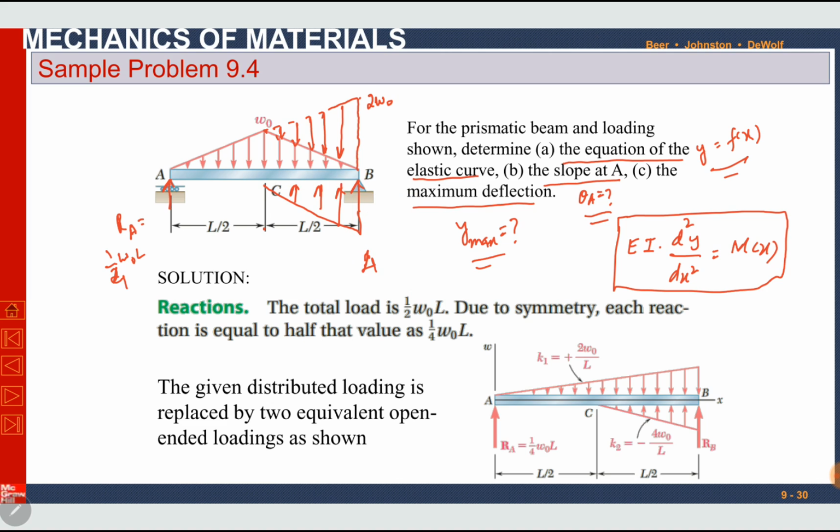It will be 2 W naught here. So a similar case can be obtained. For the downward load, slope is 2 W naught divided by L, and it is an increasing slope, it is a positive slope. For this upward load, it is 2 W naught divided by L by 2, so it becomes 4 W naught divided by L. And since it is a decreasing slope, it is with negative sign.